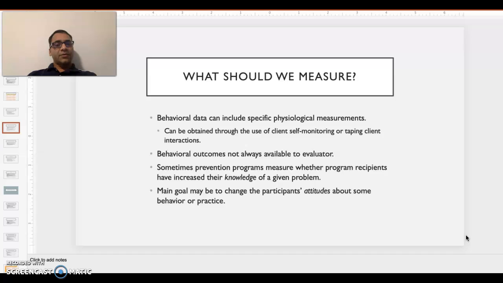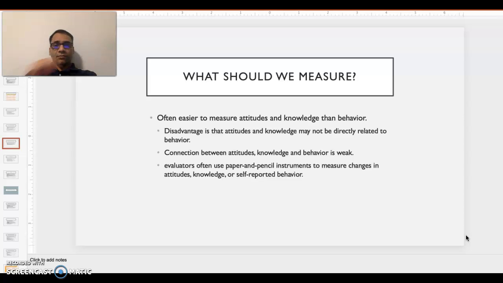Behavioral outcomes are not always available to evaluators. Sometimes prevention programs measure whether program recipients have increased their knowledge of given problems. The main goal may be to change the participants' attitude about some behavior or practice. So there are three aspects here: the attitudes towards behavior, the behavior itself, and also the knowledge about the issue. Often it is easier to measure the attitude or knowledge than the behavior.